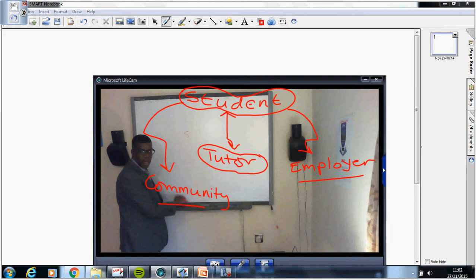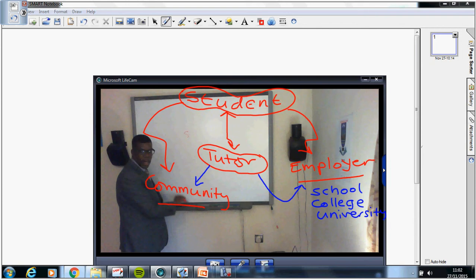Now the tutor is a professional. The tutor is a professional who is very well linked, just like a student, to the community. And by proxy is also linked to the employer. The employer for this teacher could be a school, college, university, or as the case might be.